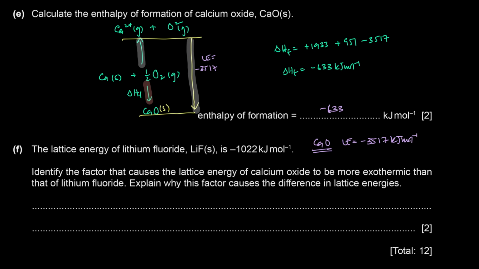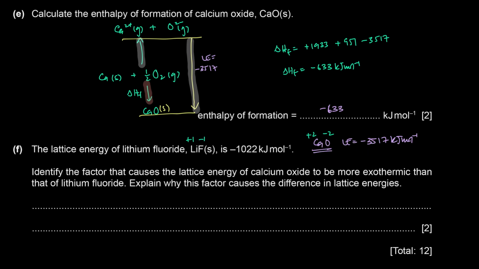There are two factors that affect the magnitude of the lattice enthalpy. The smaller the ions, the more exothermic it is, as well as the greater the charges. Now in lithium fluoride, the charges are +1 and -1, whereas in calcium oxide, you have charges of +2 and -2. Now, even though lithium is much smaller than calcium, remember, the smaller the ion, the more exothermic it is. But in this case, we have a larger ion, but it's still way more exothermic.